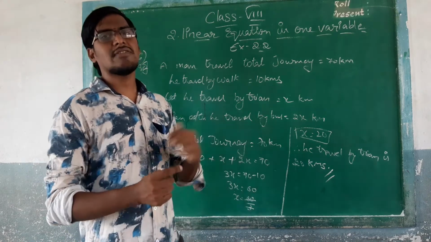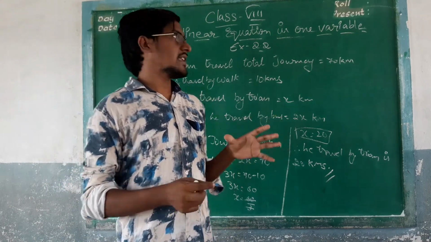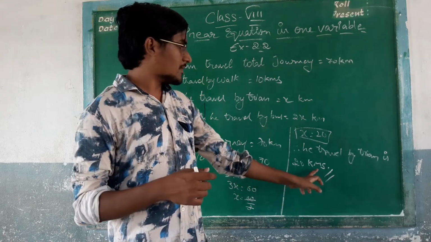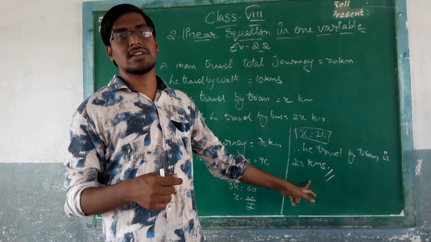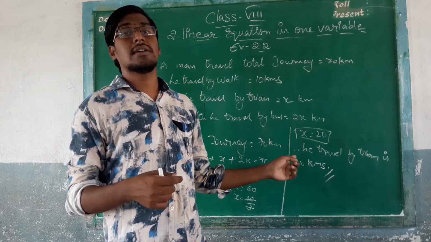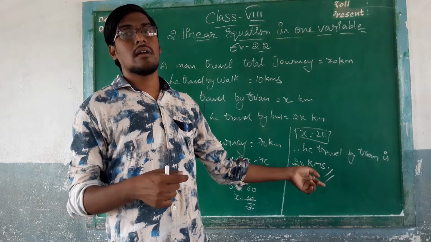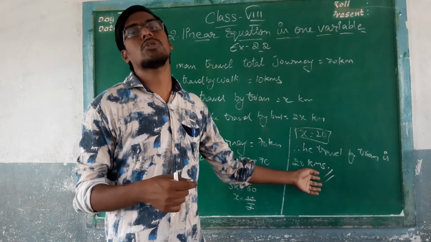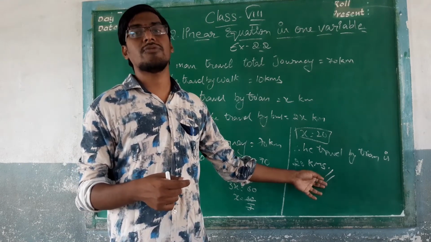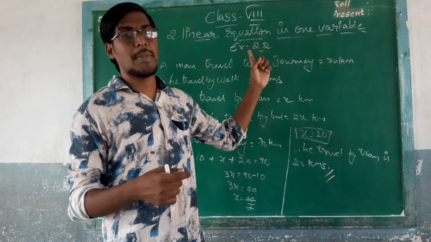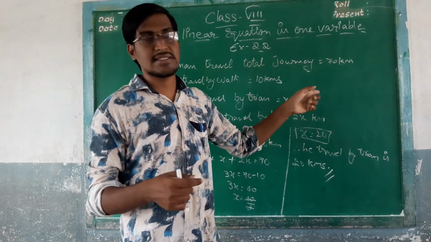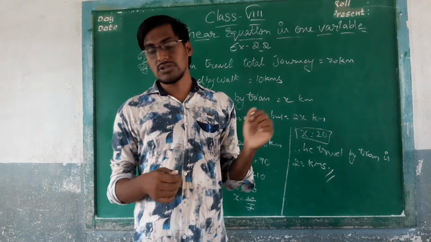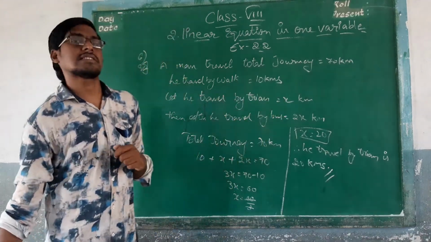So the total journey is 70 kilometers. By walk he had 10 kilometers. By train it is 20 kilometers. And by bus, twice the train, means 2 into 20, which is 40. 40 plus 20 is 60, plus 10 by walk, the total journey is 70. So the answer is verified. Okay, for this sum. Next, move on to the next sum.